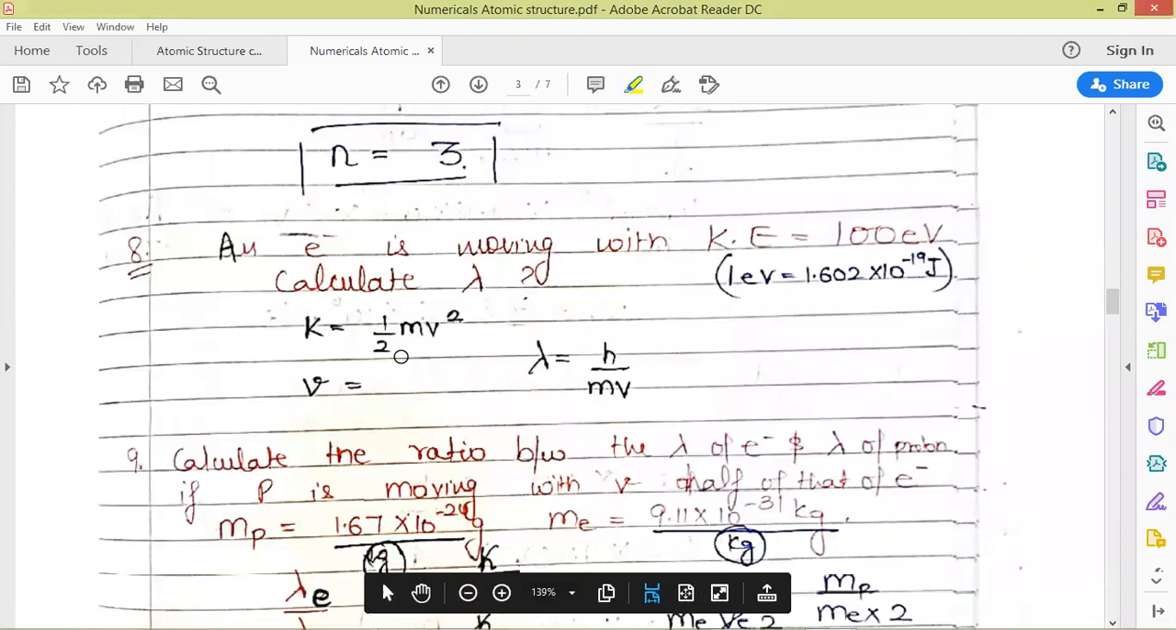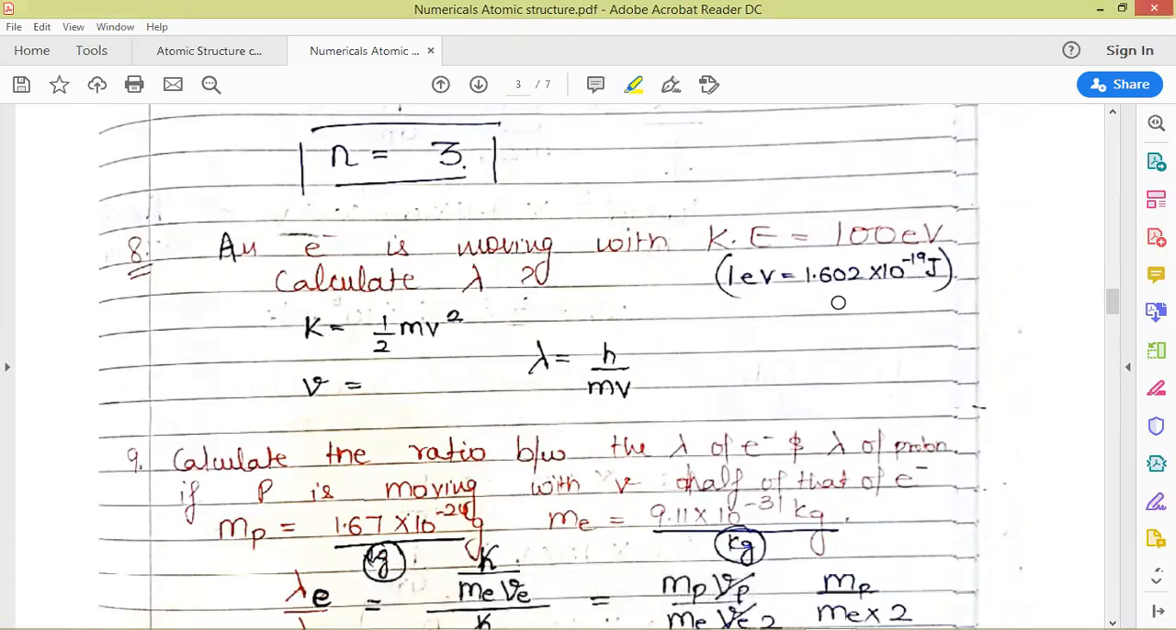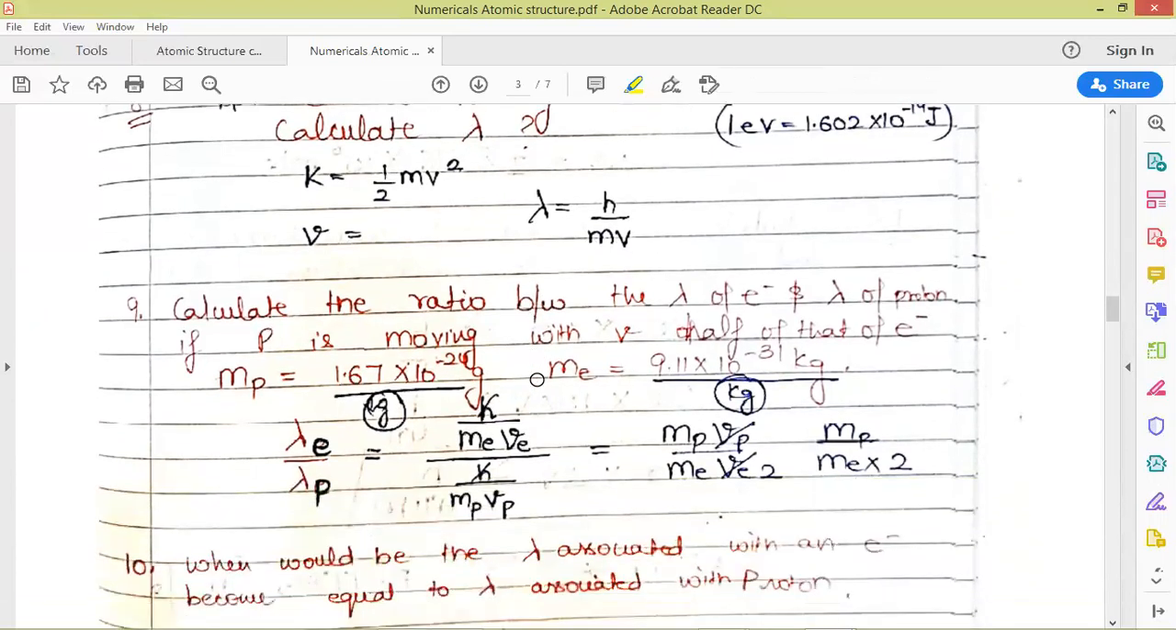So kinetic energy is half mv square and the units are electron volts. You will first convert it to joules and then calculate lambda using this relationship. Otherwise you will have to convert Planck's constant. You cannot take its value as 6.63 into 10 to the minus 34 if you are keeping the kinetic energy in electron volts. So you will first have to convert kinetic energy into joules, then only can you use this relationship to get the value of lambda.